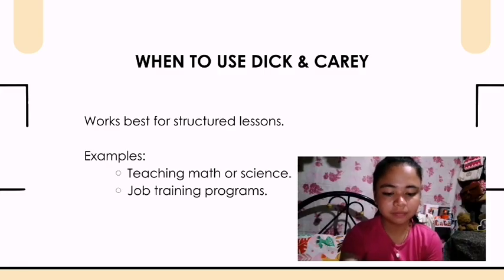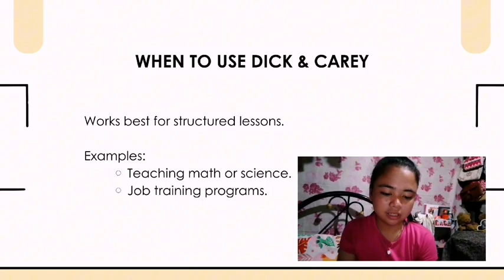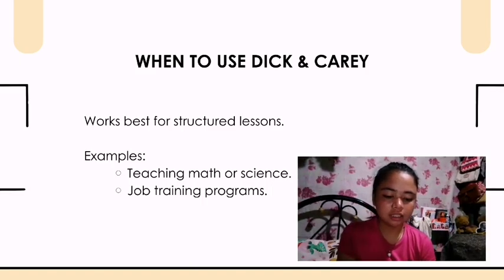write a professional email. Second, systematic approach. In math or science, teachers break down complex topics into smaller manageable units and progress through a logical sequence of lessons. And in job training, trainers follow a structured curriculum, breaking down skills into steps and providing practice opportunities. Third, learner analysis. In math or science, teachers assess students' prior knowledge, learning styles, and needs to tailor instruction accordingly, while in job training, trainers evaluate trainees' existing skills, experience, and learning preferences to customize the training program.